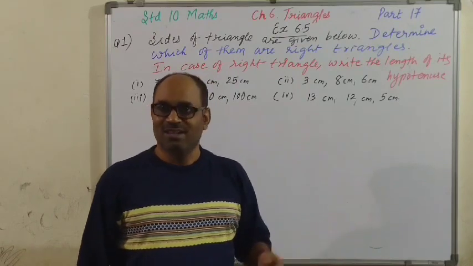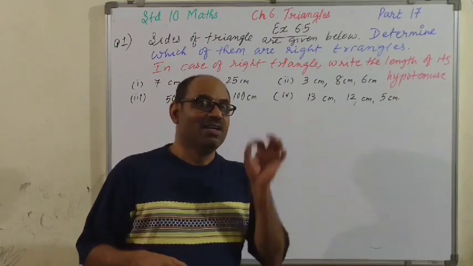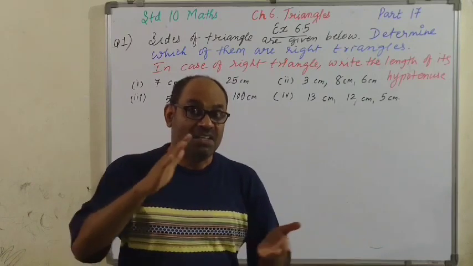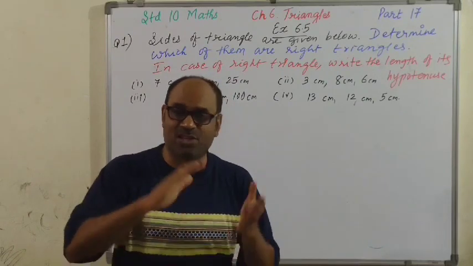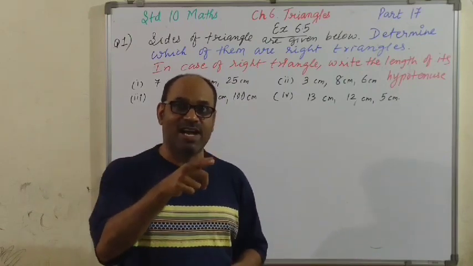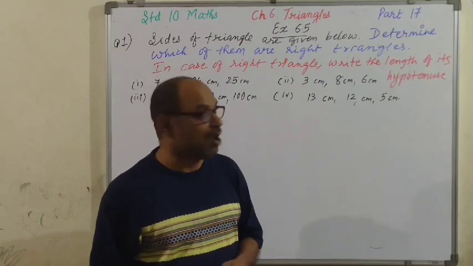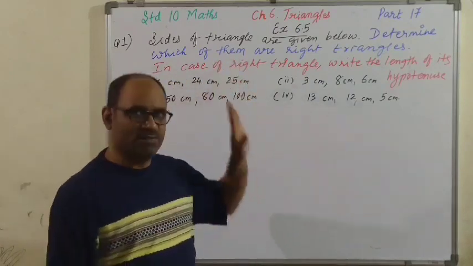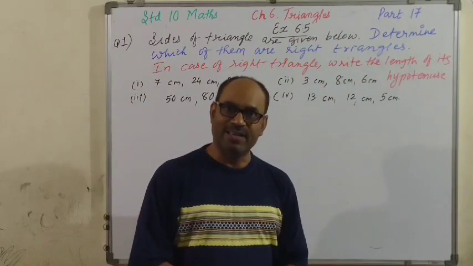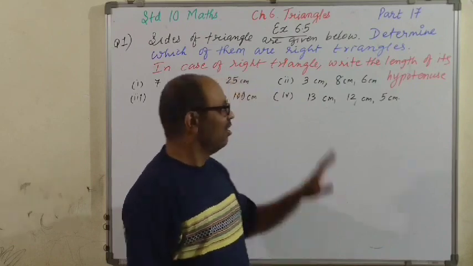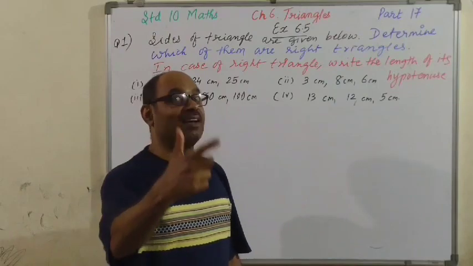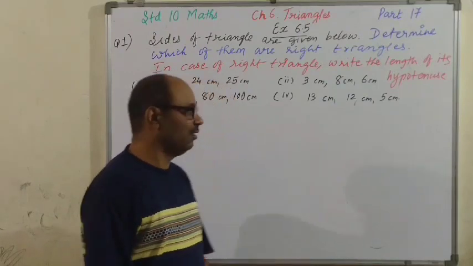If measures of angles are given, if any angle of the three measures 90, then it is a right triangle. But here measures of angles are not given. Measures of sides are given, and from that you have to decide whether the triangles are right triangles or not. In case of a right triangle, write the length of its hypotenuse. Okay? Children, before we see the solution, let's see when the triangle is a right triangle.